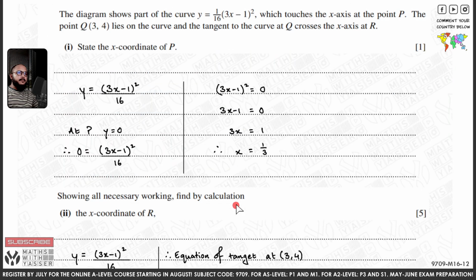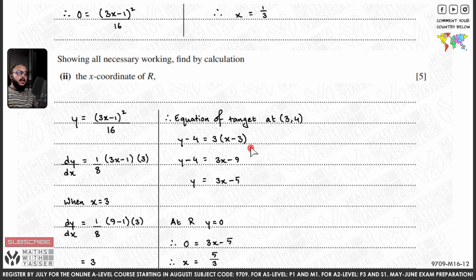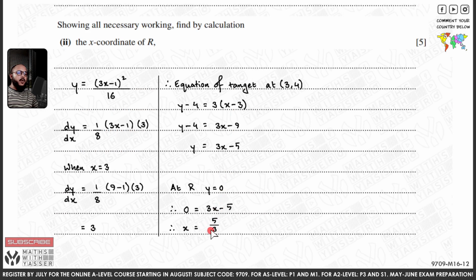Let's look at it again. So this was the curve. We differentiated to find the gradient of the tangent at the point 3. And we used this point as well, which is 3, 4, and the gradient of the tangent to find the equation of the tangent. Then for finding the x-coordinate of R, we substituted y as 0 into the equation of the tangent. That's how we got the x-coordinate of the point R.